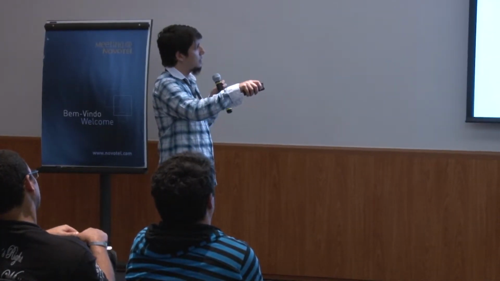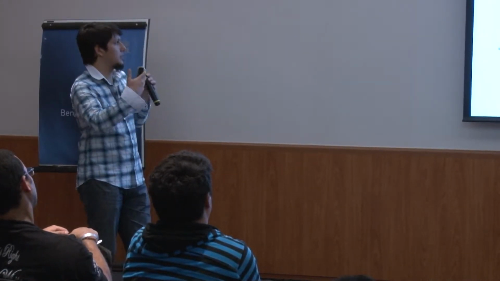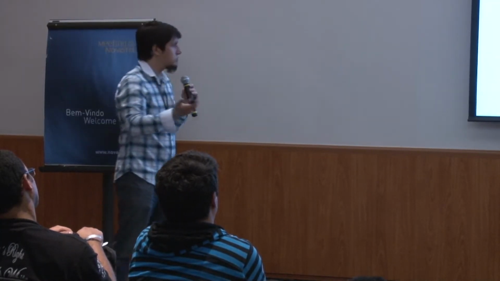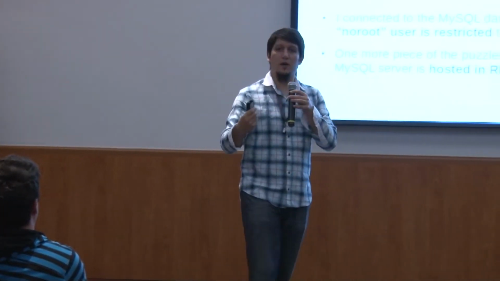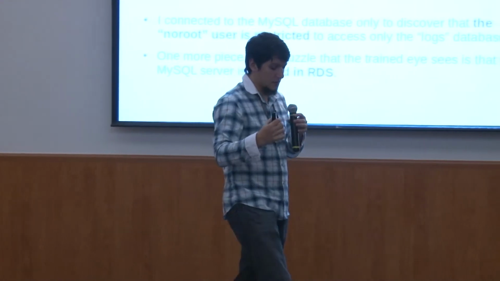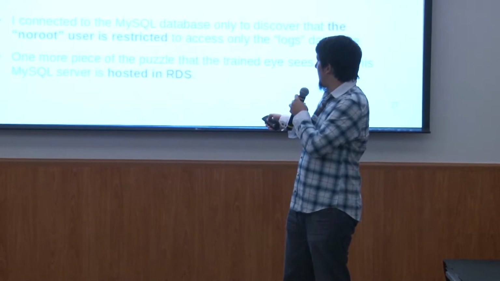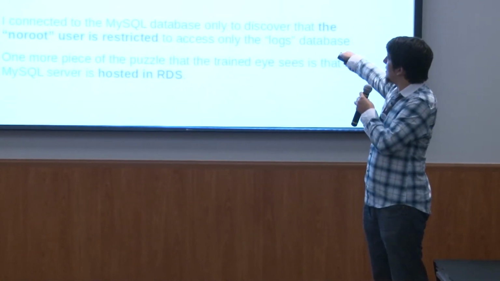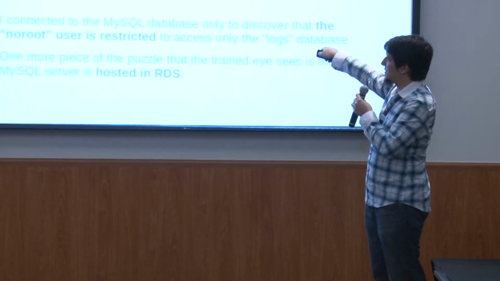Also, by grepping the source code, we find that the Celery worker has access to a MySQL database using the no root username with a password, and this is the host. So we tried that access, and no important information was found in that database. That database had only logs and stuff like that, nothing important. And something important to notice is that this database is running on something called RDS.